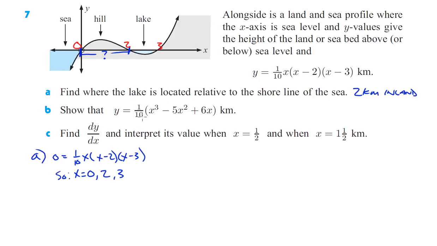Okay. Show that y equals 1/10 of x cubed minus 5x squared plus 6x. So basically, we just got to multiply this thing out, right?